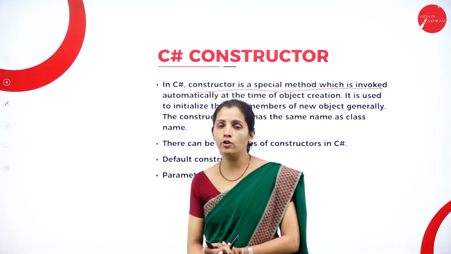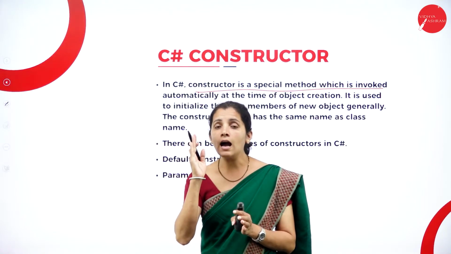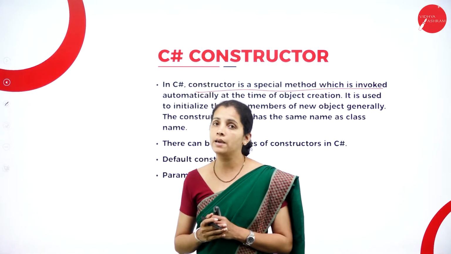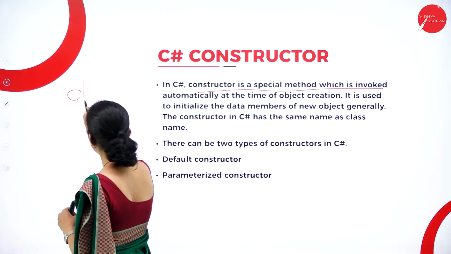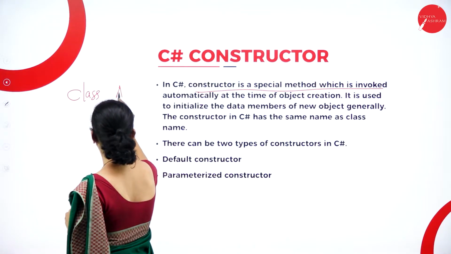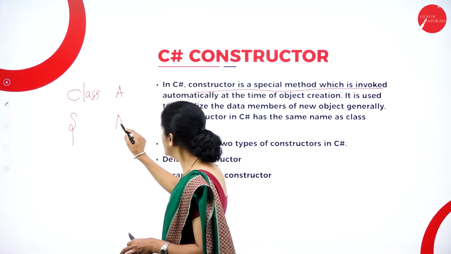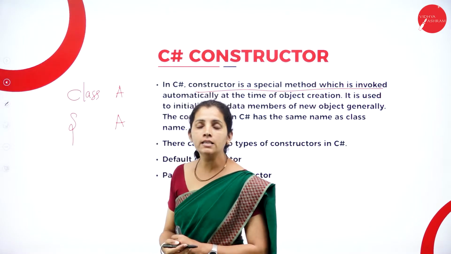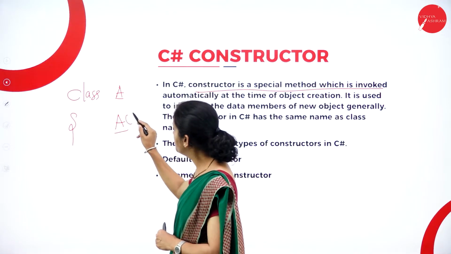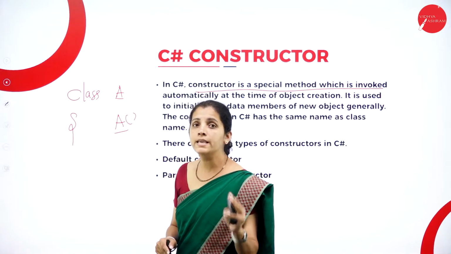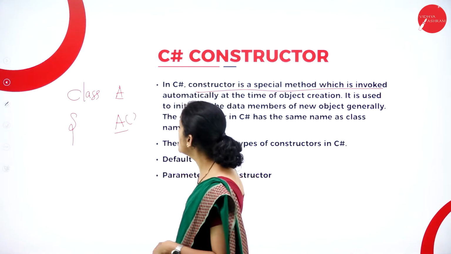How is it invoked automatically? Dear students, please remember that the class name must be the same as the constructor name. For example, think that I have a class called A. Now, while creating the method, I'm going to create A. What is the similarity between these two? This is the class name, but this is the method name. But the class name must be the same as the method name. That is, the method name must be the same as the class name.